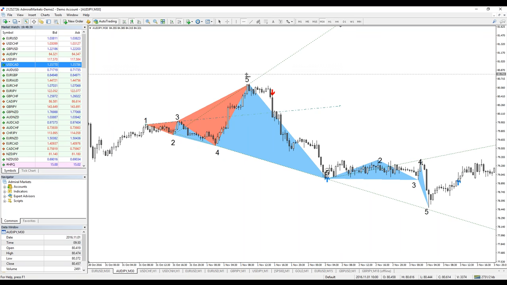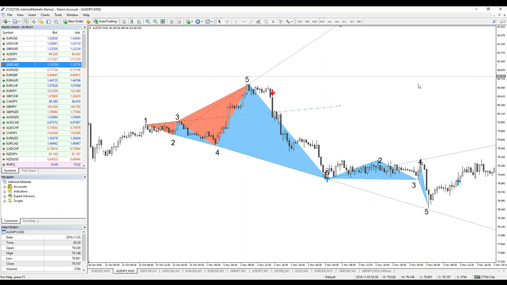Usually we place stop losses above point 5. Above point 5, there is a stop loss. How much? Of course, it depends on your risk, guys. You can put 100 pip stop loss if you risk 1%, or you can put also 1% of a risk with 50 pip stop loss. Everything is about how you take the risk.